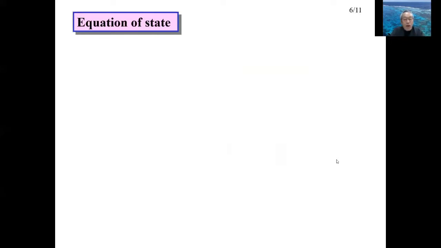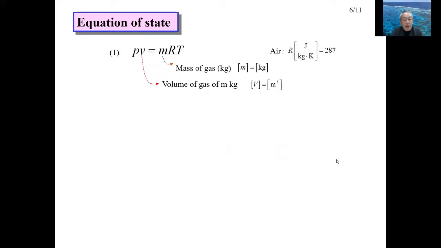There are two ways to represent the equation of state. First, I will show equation 1, which has been shown in the previous slide. The value of gas constant R depends on the type of gas. As I said, the gas constant of air is 287 joule over kilogram Kelvin. Equation 1 is based on kilogram.